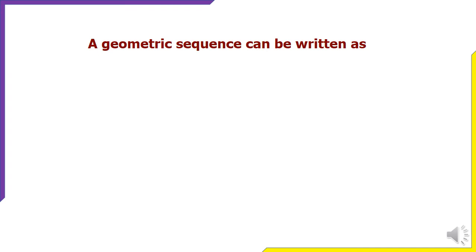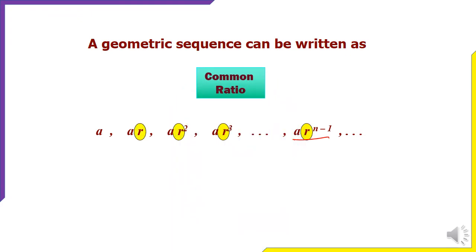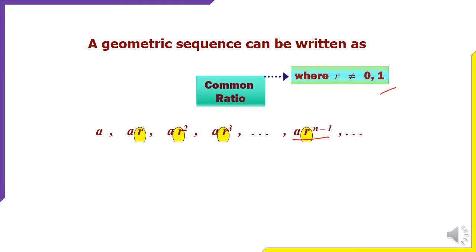The geometric sequence can be written as A, AR, AR squared, AR cubed, and so on, and generally as AR to the power of n minus 1. What is R? R is the common ratio, where R must not equal 0 and 1. If it's 0, then everything will be 0 for the next values in the sequence. If it's 1, we will have the same value A in every term of the sequence.